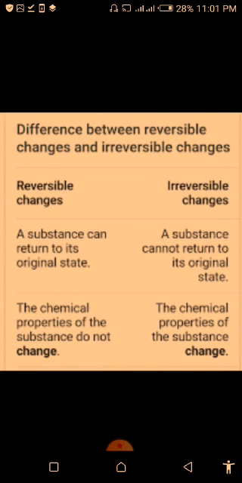Okay, dear students, hope you have understood very well about this unit, about matter, the changing states of matter, solids, liquids and gases, and water cycle, and the chemical and physical changes.